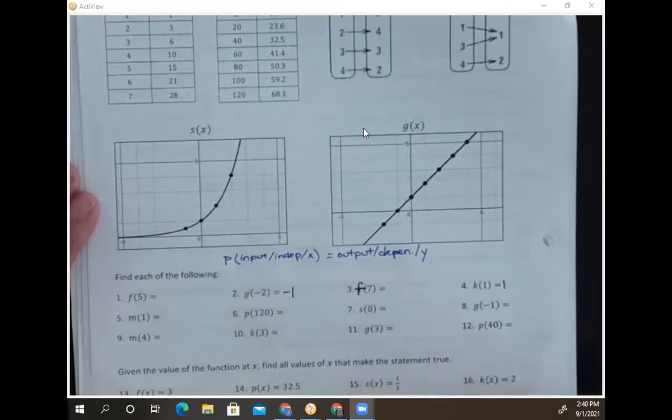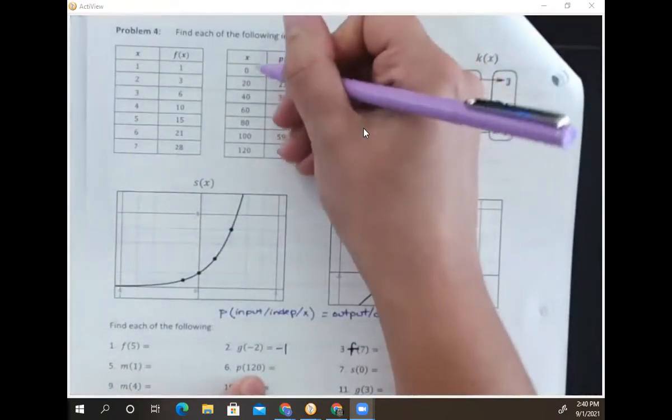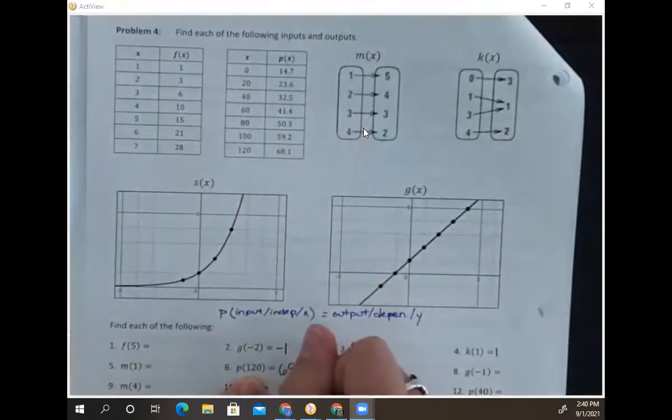So for function P, that's our second table here. If I put in 120, I get out 68.1.